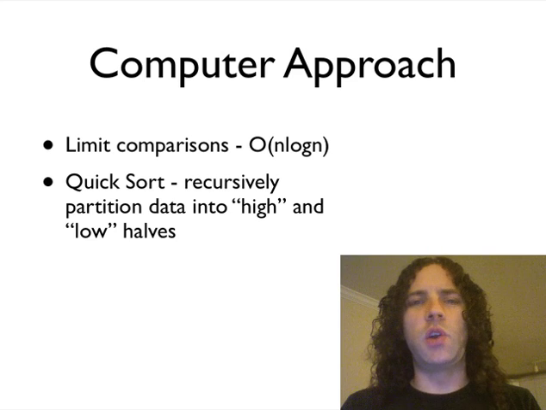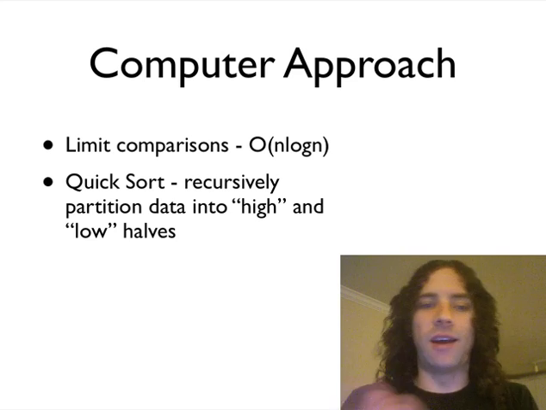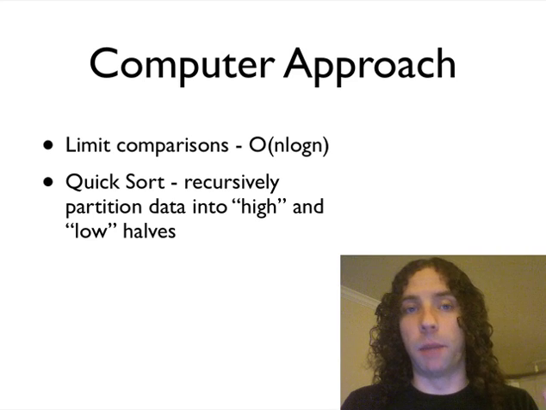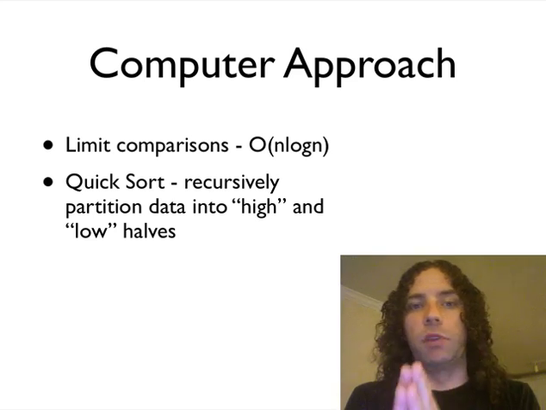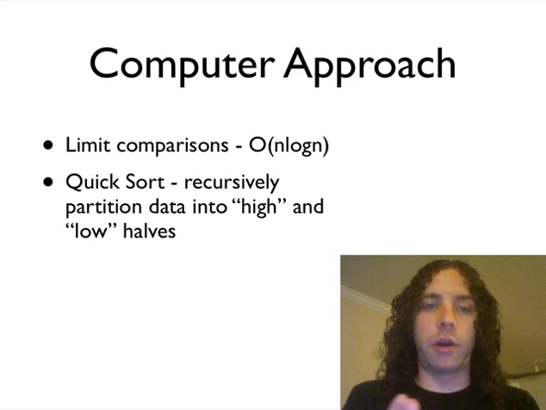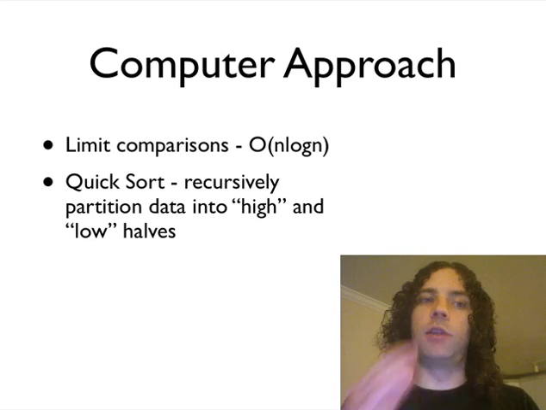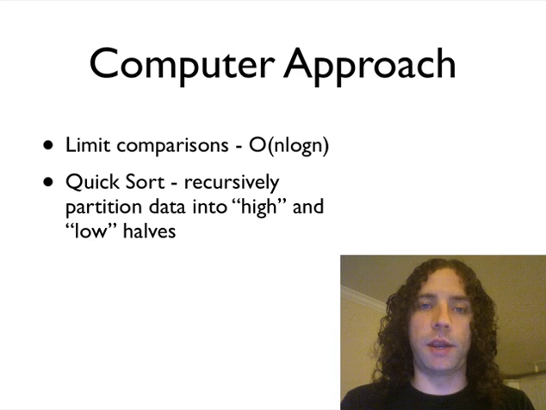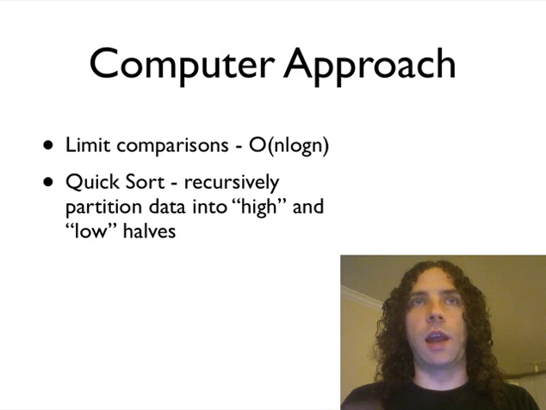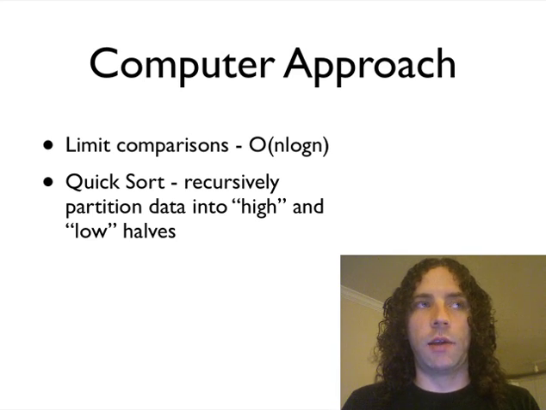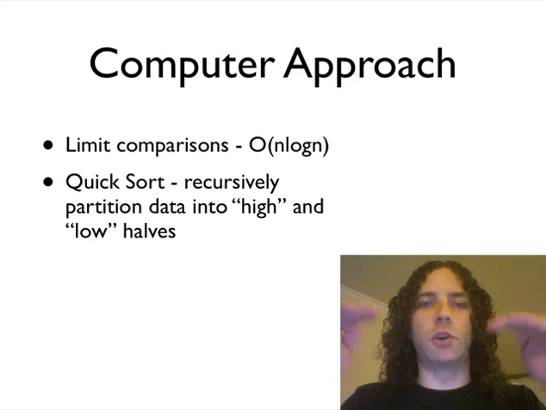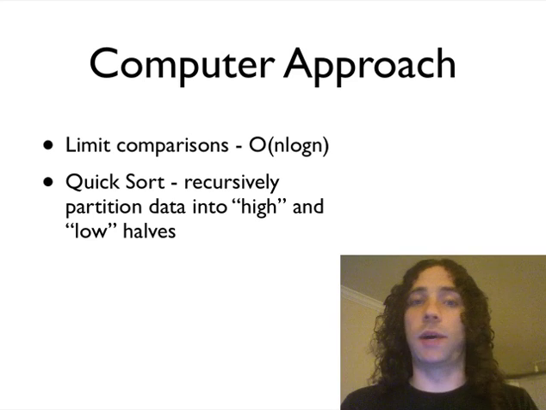It's based on the idea that you can recursively partition data into the low half and the high half. So you pick some number, called a pivot, go over your list, and anything that's lower, you move it to the low part, anything higher, move it to the high part. Then you sort each of those sublists independently. And this means that, okay, yeah, you do a bunch of passes over the data, but only as many times as you can cut the data in half. That's why it's n log n. That's also why it's fast.